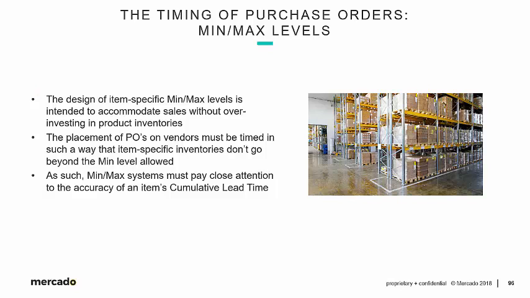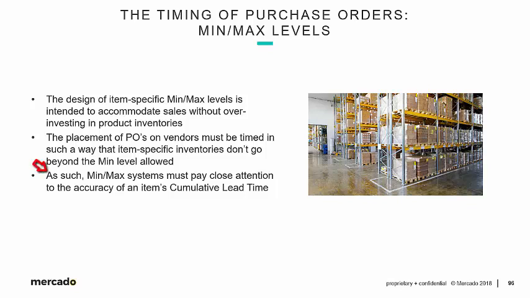Hopefully this sounds very familiar because we've talked about it a lot. Supply chain comes down to balancing supply with demand. That's what min-max on an item-specific level tries to do. Second bullet, the placement of POs on vendors must be timed in such a way that item-specific inventories don't go beyond the min level allowed. That's why there's a min level. We can't go below that ever.